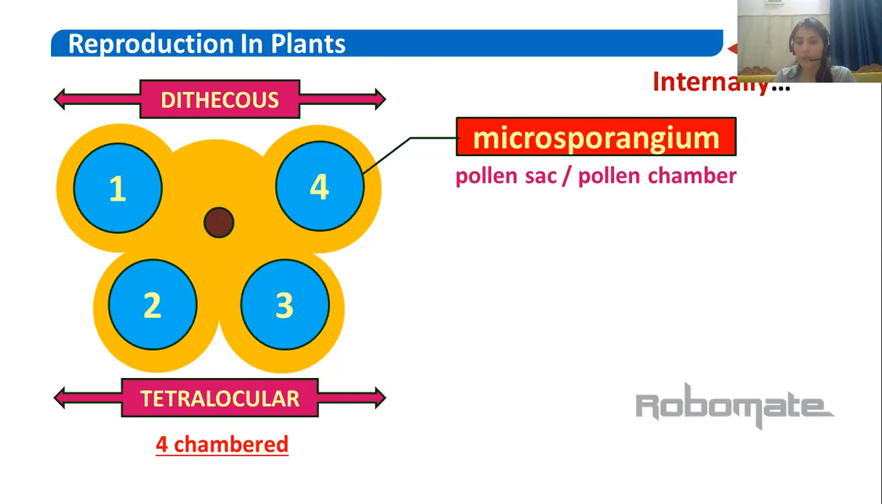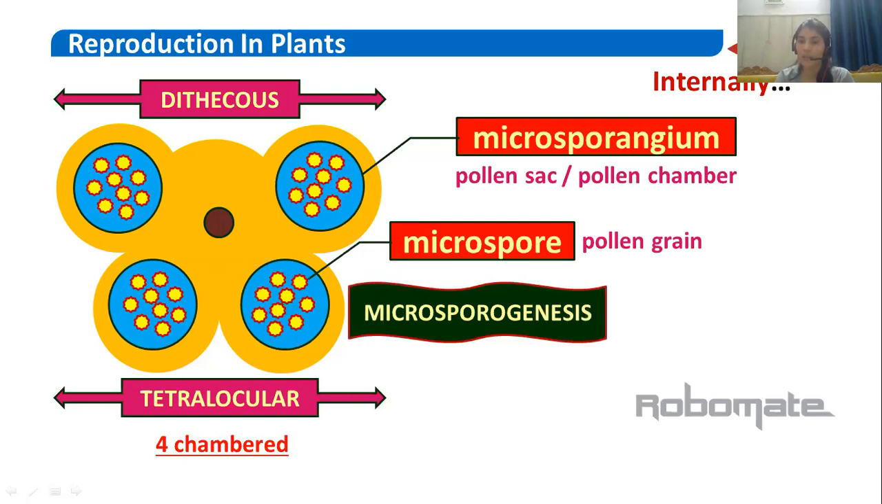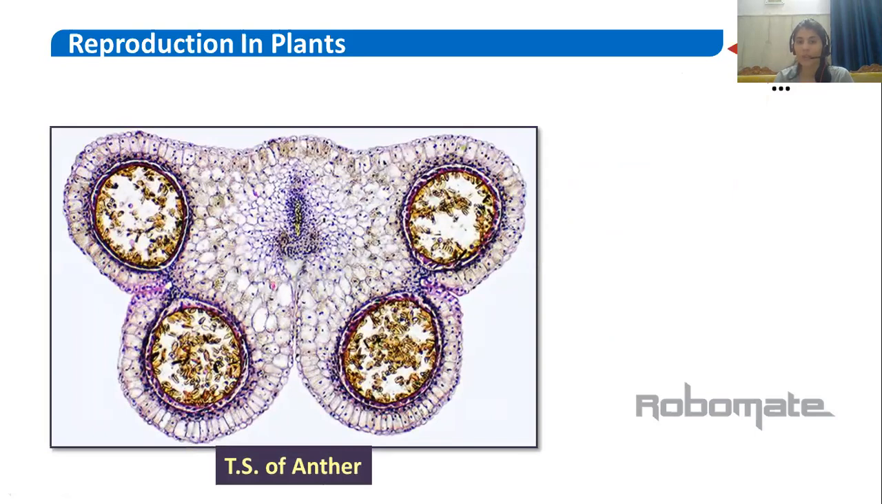Got it? Again, let's see. These four structures are the microsporangia, and as they contain pollen grains, we can also call them pollen sac or pollen chamber. Now, see these yellow colored structures in the microsporangium. These are all the pollen grains or the microspores. The process of formation of microspores, what is it? We call it microsporogenesis.